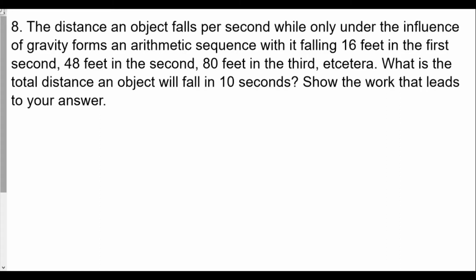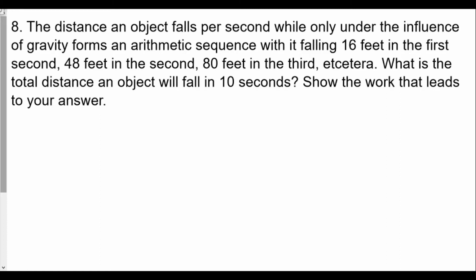Number 8. Distance an object falls per second while under the influence of gravity forms an arithmetic sequence with it falling 16 feet in the first second, 48 feet in the second, 80 feet in the third, etc. Meaning, after 1 second, it falls 16 feet, and after the next second, it falls 48 feet, and after the next second, it falls 80 feet. So in this case, what total distance will the object fall in 10 seconds?